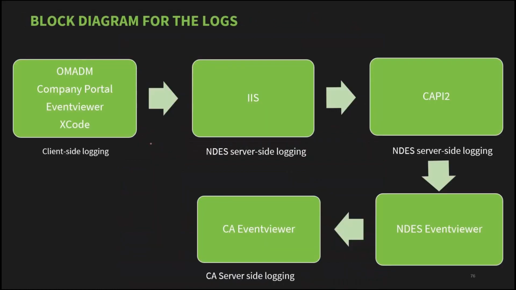Now, for the logs, there are some logs that we got from the client side, like the OMADM log, the SyncML viewer tool, the company portal log, the event viewer log in case of Windows, and the Xcode logs in case of iOS. For NDES server side logging, we saw the IIS logs, the CAPI2 logs, as well as the NDES event viewer log, which is generated because of the unified connector that we have installed. And finally, the CA event viewer logs, in case the CA is not issuing any certificate or any checks are failing at the CA end.